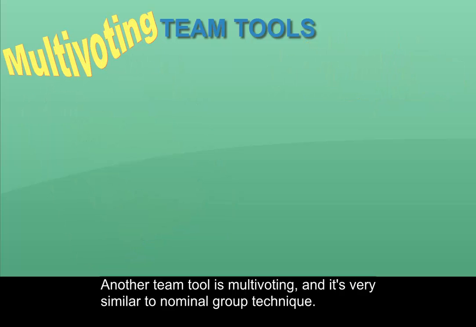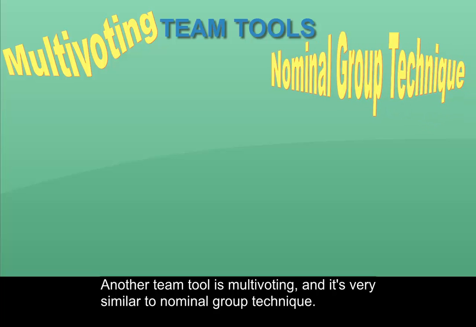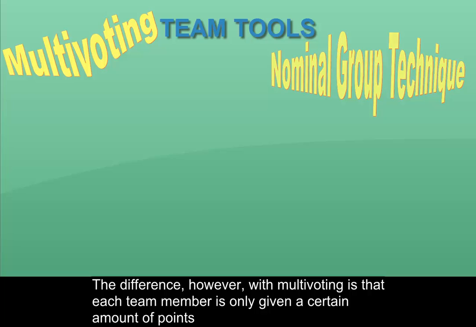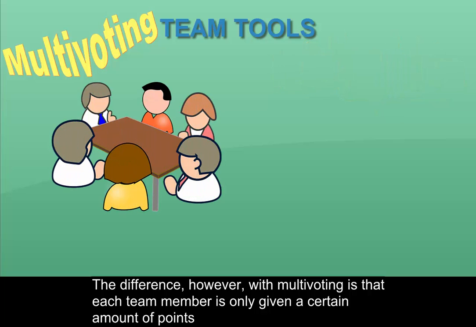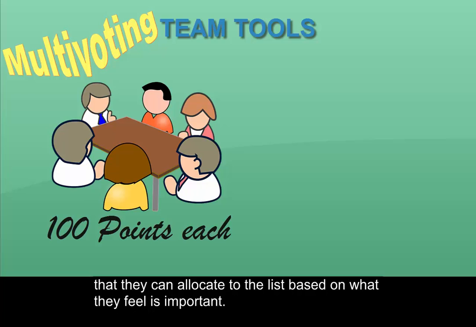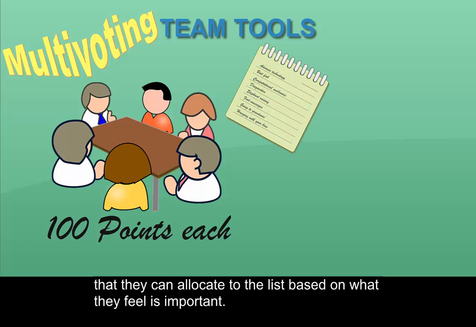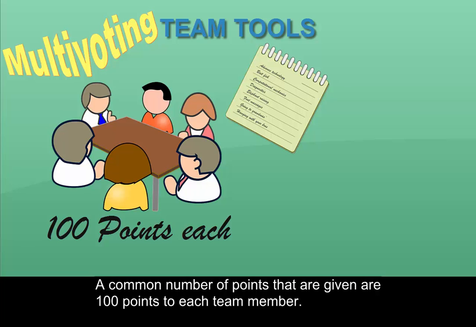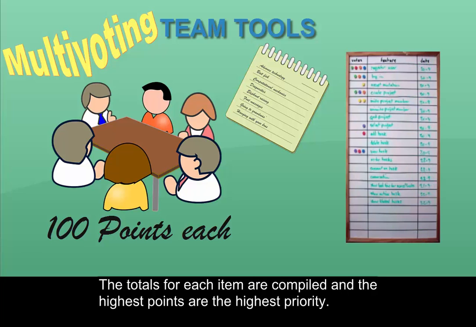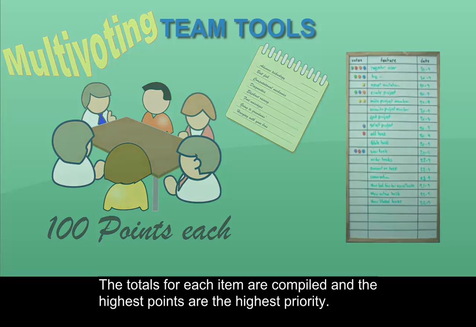Another team tool is multi-voting, and it's very similar to nominal group technique. The difference, however, with multi-voting is that each team member is only given a certain amount of points that they can allocate to the list based on what they feel is important. A common number of points that are given are 100 points to each team member. And then the totals for each item are compiled, and the highest points are the highest priority.